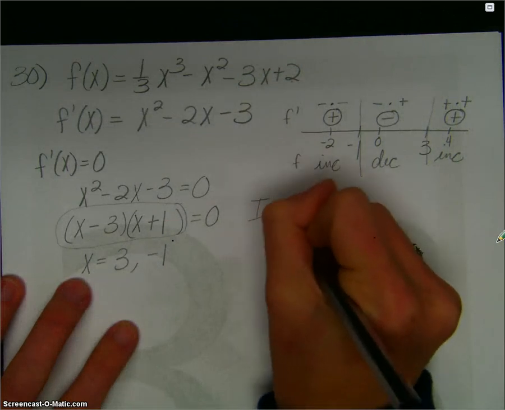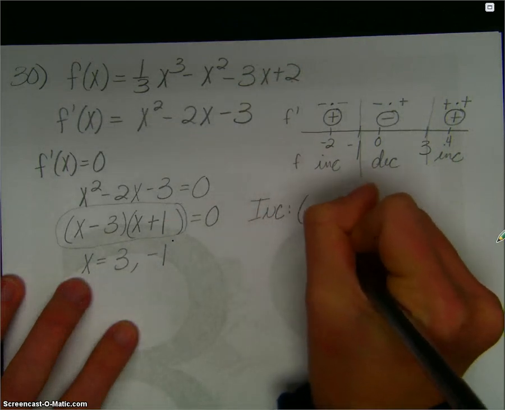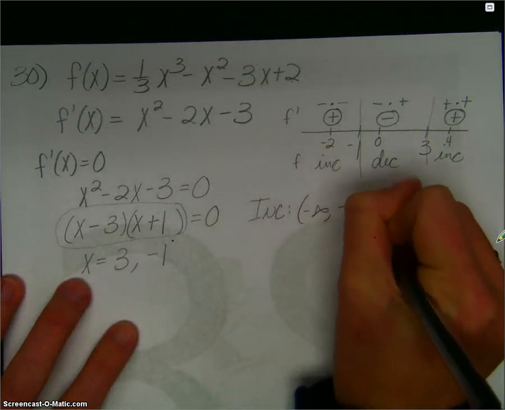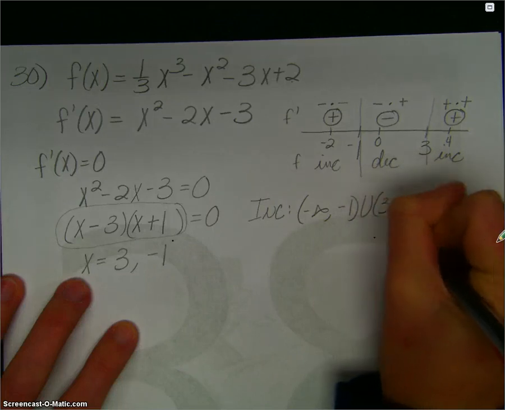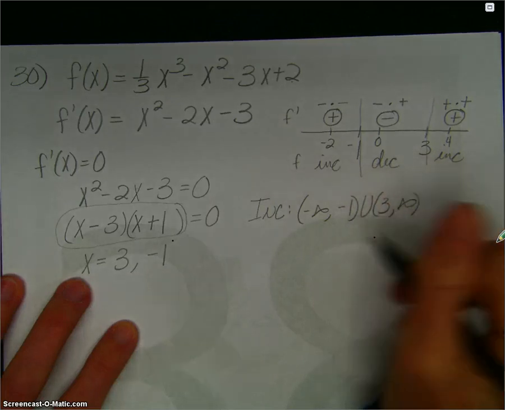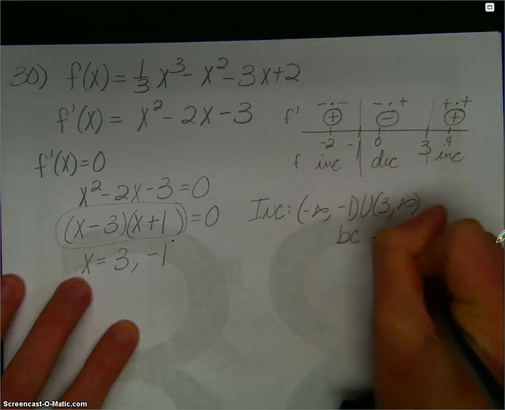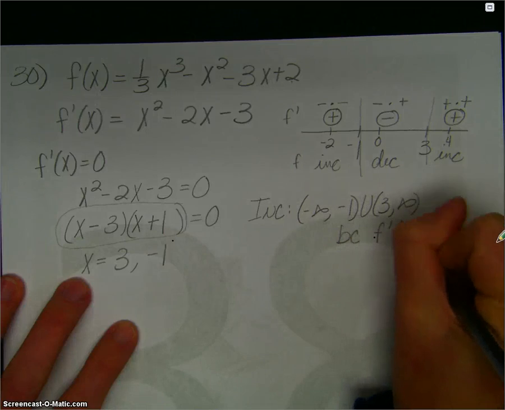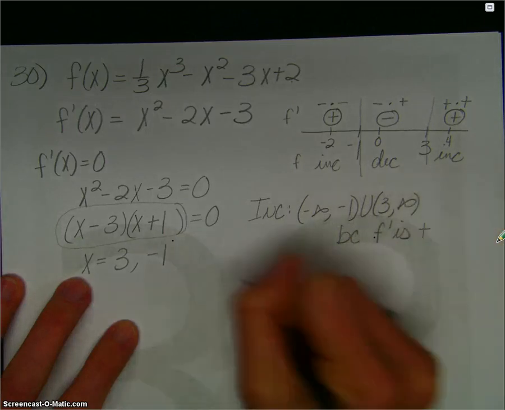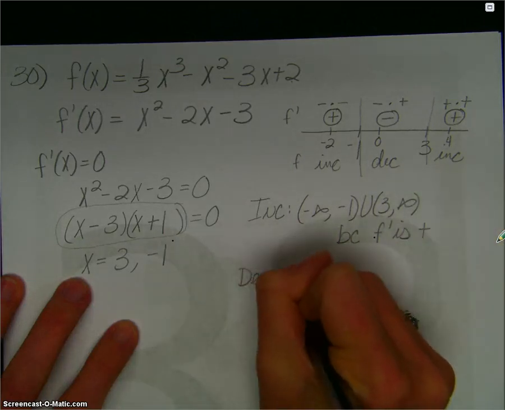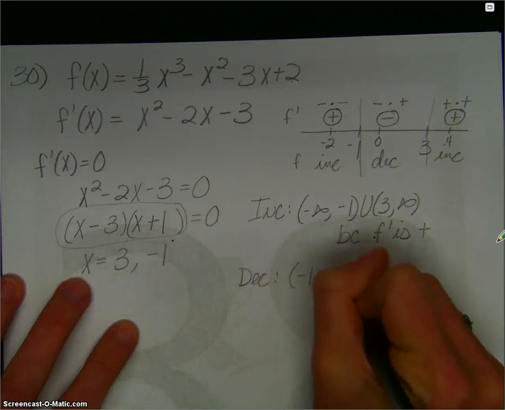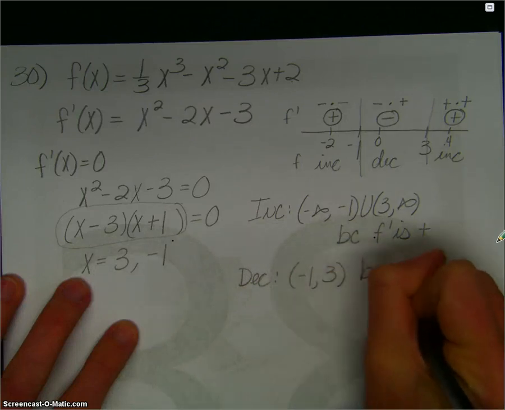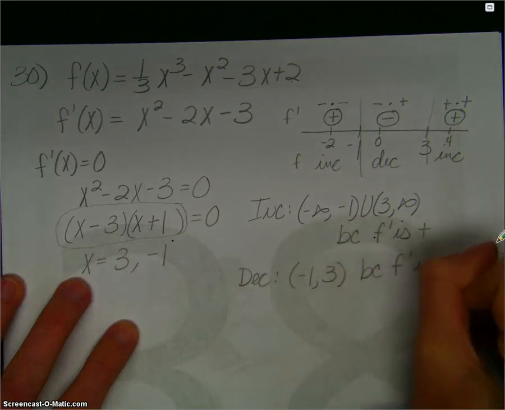Okay, so my function is increasing from negative infinity to negative 1 and from 3 to infinity, and it asks me to justify my answer, so because f prime is positive. Okay, then I know that my function is decreasing from negative 1 to 3 because f prime is negative.